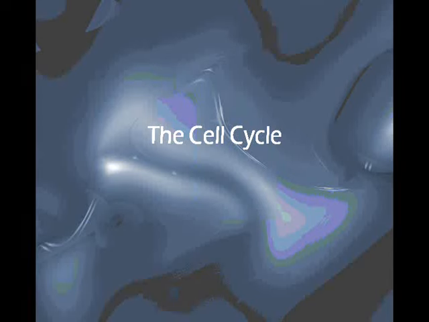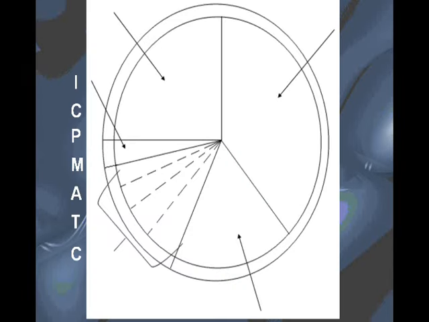This is a lecture on the cell cycle. I have attached a document that looks similar to this slide here. You should print this out and fill it in as we go through the lecture. It will help you to understand the content and also to organize your notes as you go through the unit.